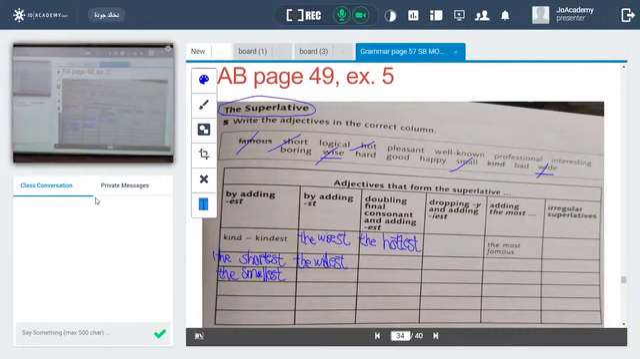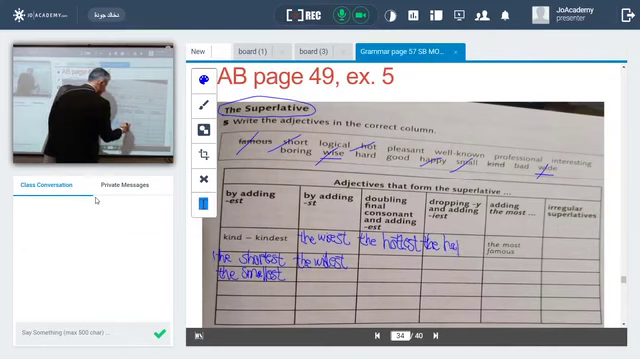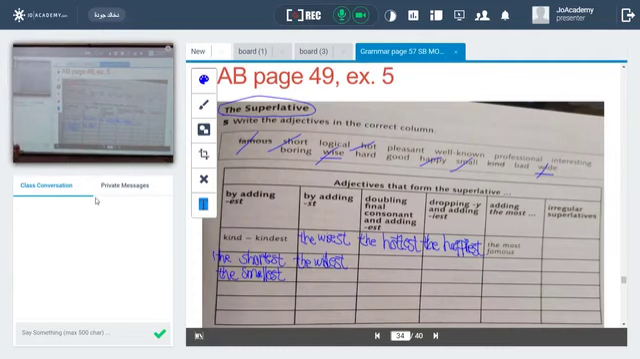Dropping y and adding iest. Where is the adjective which ends with y? We have only happy. So it becomes the happiest. So here we drop the y and we add I in its place. Then we add est to the end of the adjective. So it becomes the happiest. Okay.